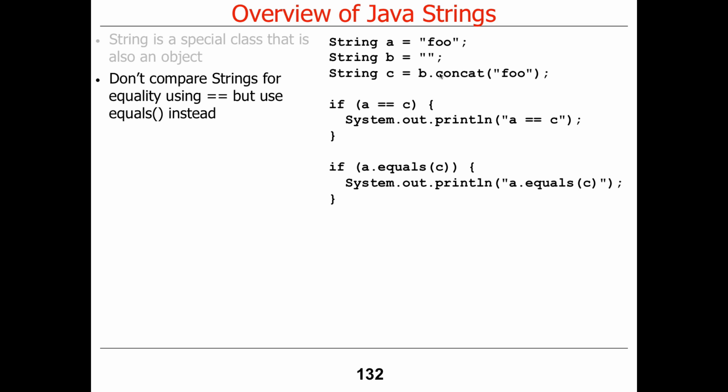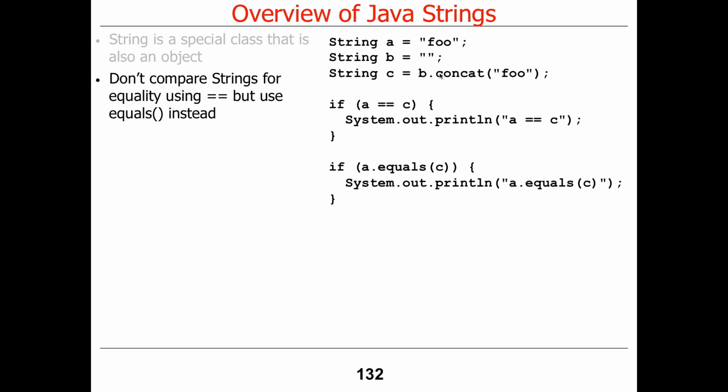Another little thing you've got to know, just because it'll bite you if you're not aware of it. As a general rule of thumb, don't use the equality operator to check whether two strings are equal. Instead, use the equals method. And here's a good example that illustrates how those differ.